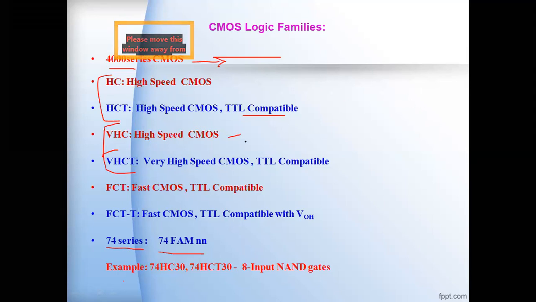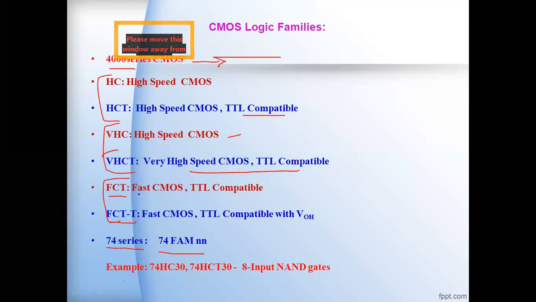So the VHC is only for the CMOS gates. The VHCT is for driving the TTL input gates. They were released in the early 1990s. These are all 1980s and before the early 1990s. And in the 1990s, in that duration, they released the FCT and FCCT.